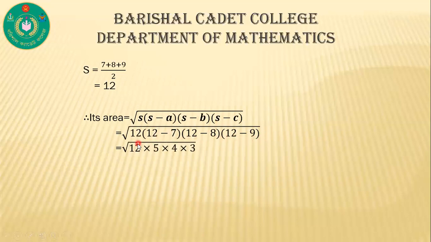After calculating this, we can write 12 into 12 minus 7, that means 5. 12 minus 8, that means 4. 12 minus 9, that means 3. After multiplying this, then we can write root 720. After calculating this, we can write 26.83. This is our required answer.